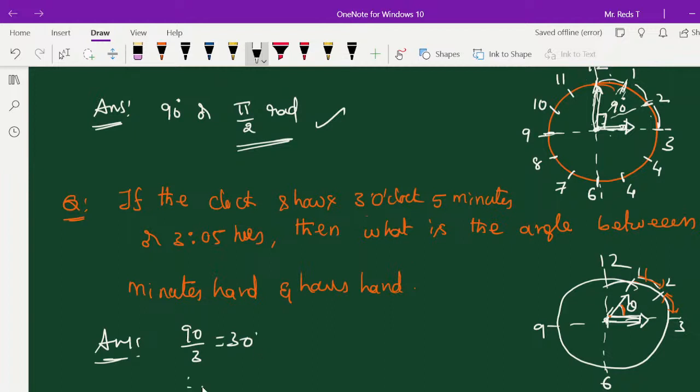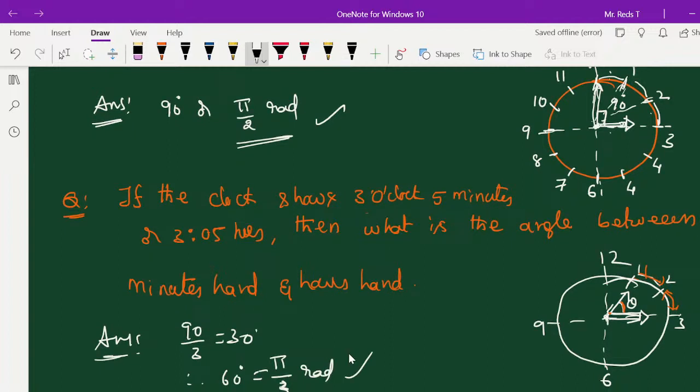Therefore, here when the time is 3 o'clock 5 minutes, two arcs of equal length are subtending the angle, that is 30 plus 30, 60 degrees. 60 degrees is equal to pi by 3 radian. That's it. Right, next.